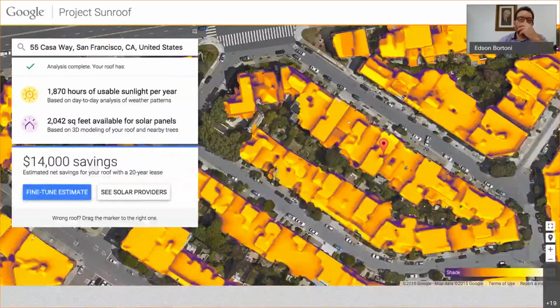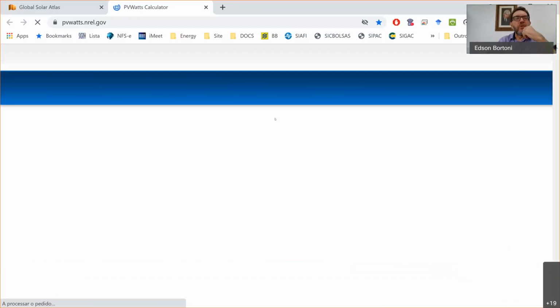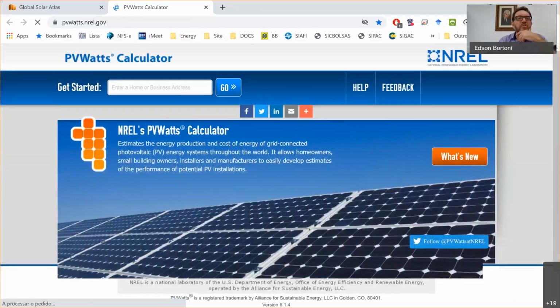This I will not enter into. This is a project from Google. You can type project sunroof. You can get this in Google. Okay. This is a calculator from NREL. The software is available on the internet. PV Watts. I can go to the website pvwatts.nrel.gov. You can go here.